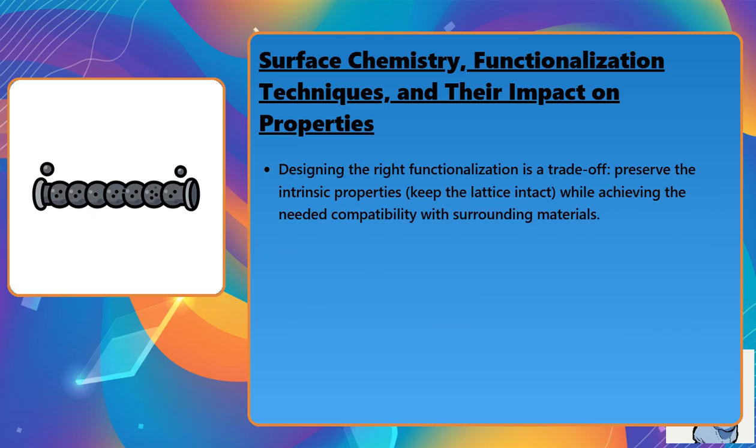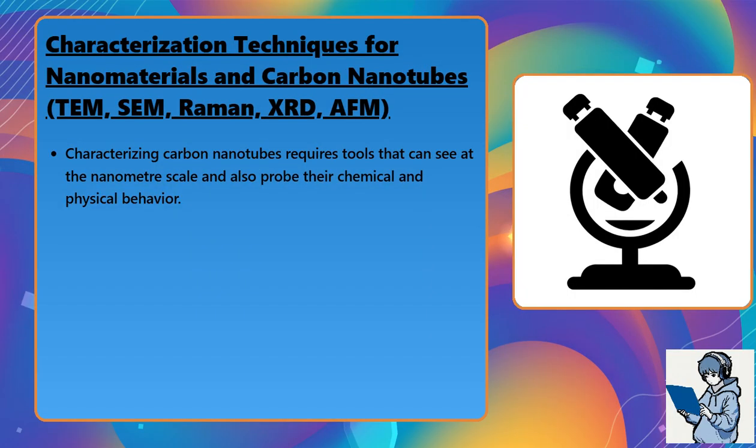Designing the right functionalization is a trade-off. Preserve the intrinsic properties, keep the lattice intact, while achieving the needed compatibility with surrounding materials. Characterizing carbon nanotubes requires tools that can see at the nanometer scale, and also probe their chemical and physical behavior.